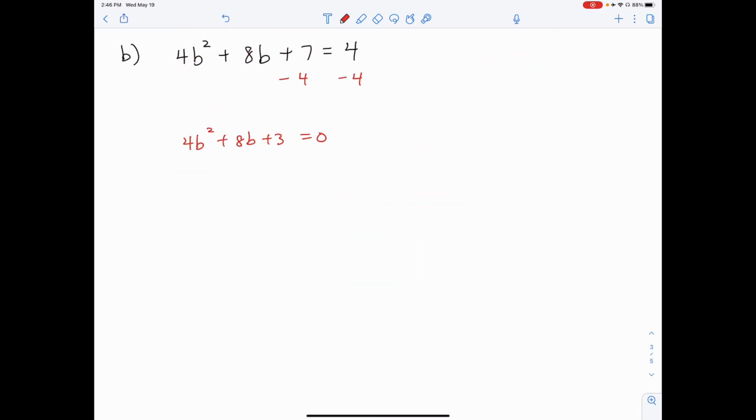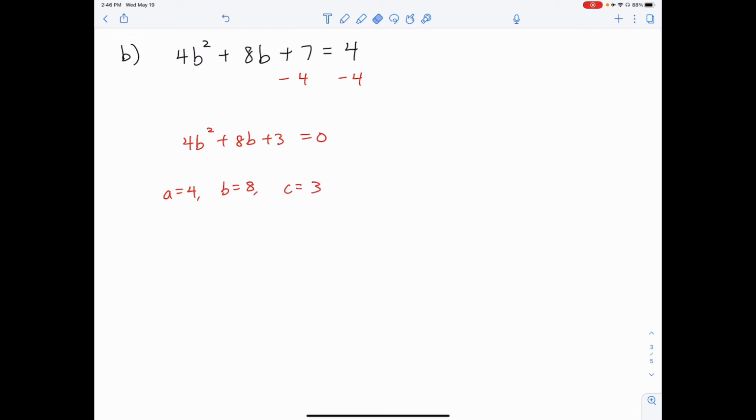Okay, so we have reset the question, and we can see here that once again, if we subtract 4 from both sides, we get to this part here, where the quadratic is equal to 0. Remember, this is the basic setup that you will need in order to use the quadratic formula. So for this one here, again, a is going to be 4, b is going to be 8, and c is going to be 3.